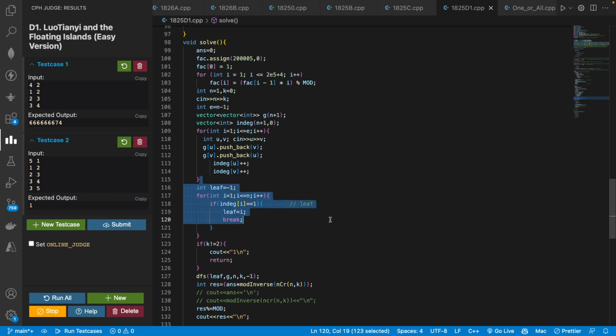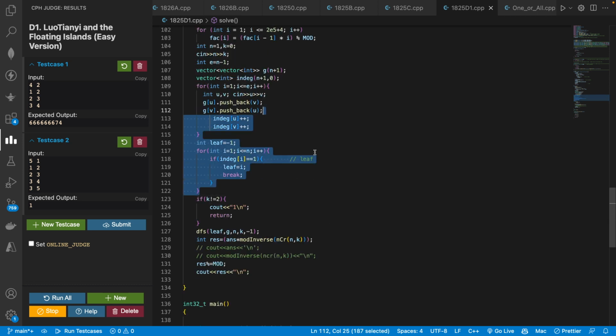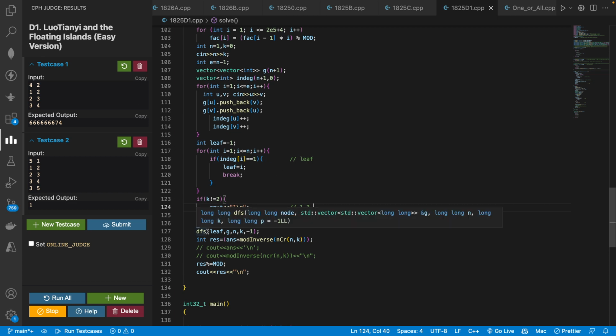And I wanted to start with a leaf. You can do it without a leaf as well. It actually doesn't matter, but I did it with a leaf. So here I'm taking a leaf and I'm checking if k is not equal to 2. So if my k is either 1 or 3, in both of the cases, the answer is 1. So I'll be doing that. Else I'll start this DFS traversal.